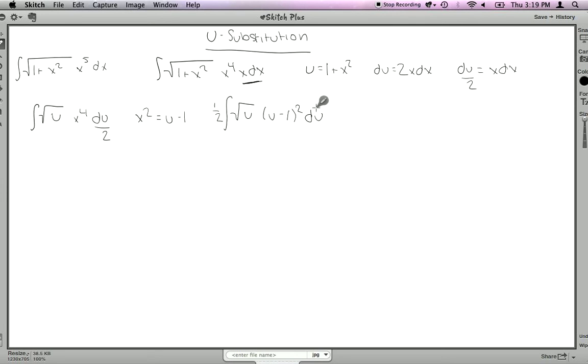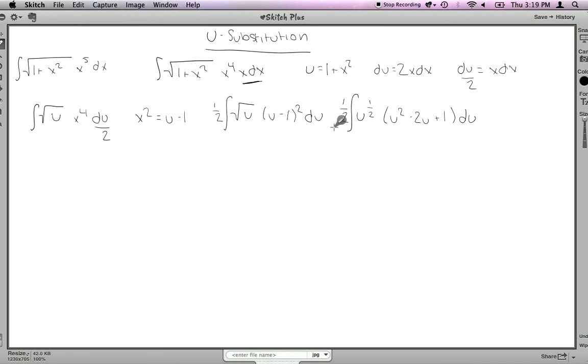But before we integrate, we want to simplify. I'm going to do that in two ways. And the first is to expand this term, and the second will be to multiply by this. So I'm going to do that now. Don't forget your 1/2. It's really easy to do that, but it's important to getting the correct answer. So our next step, it's going to be 1/2 the integral of u to the 1/2. And I'm going to write it that way now, and I'll talk about why in a second. Times u squared minus 2u plus 1 du.